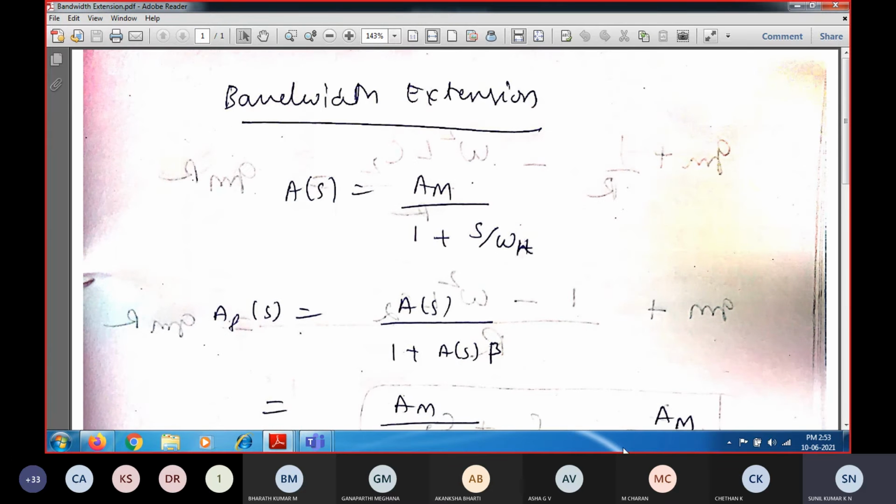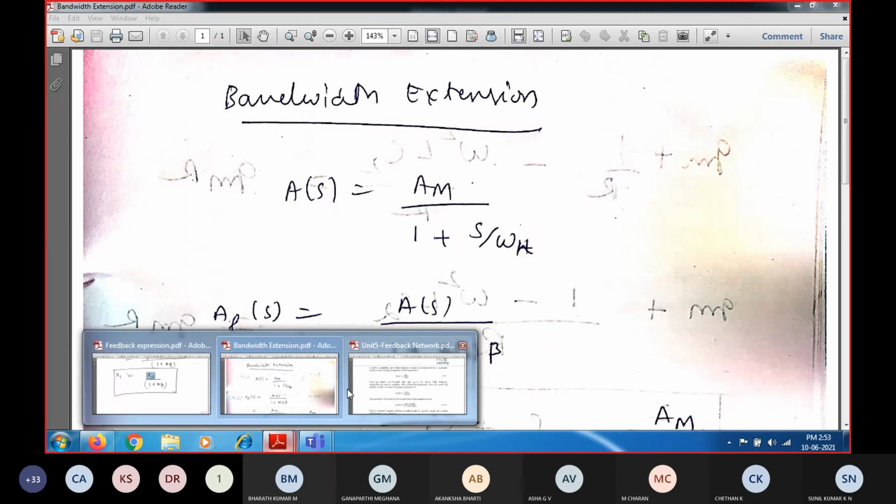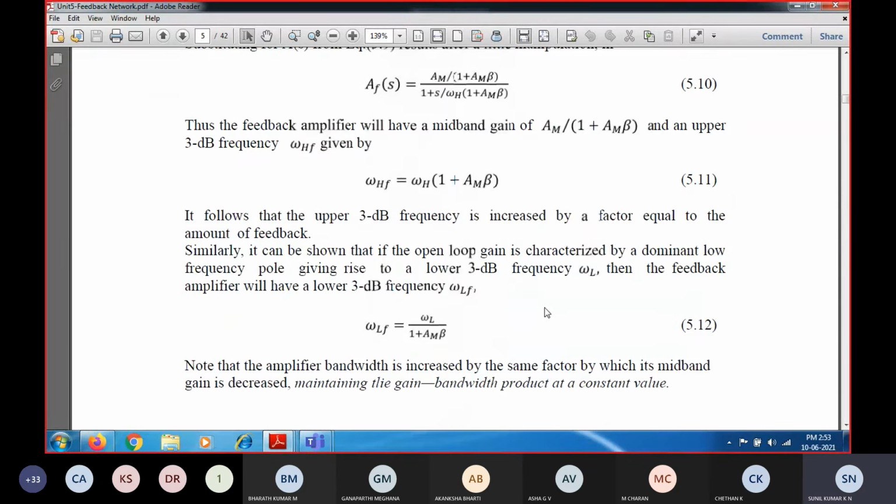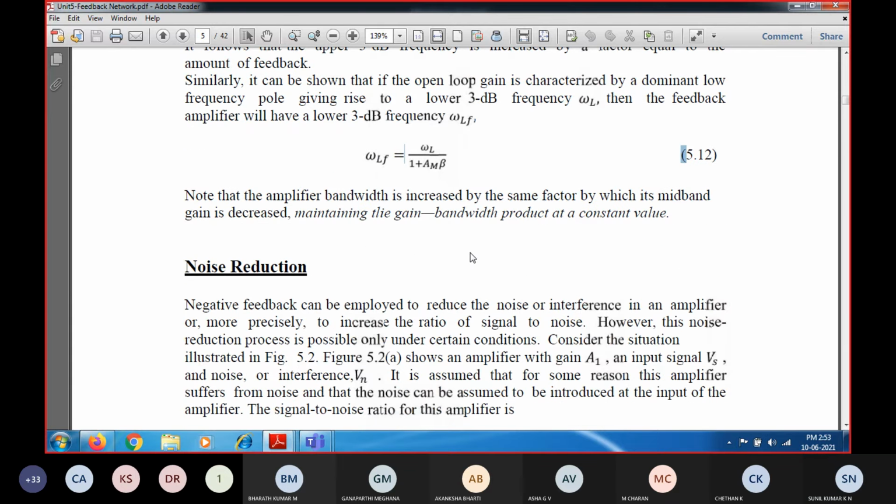Whether you have understood or what? So the higher 3 dB frequency is going to increase by a factor of 1 plus Am into β, whereas the lower frequency is going to reduce by a factor of 1 plus Am into β. So this is how the bandwidth is going to increase when you employ negative feedback.